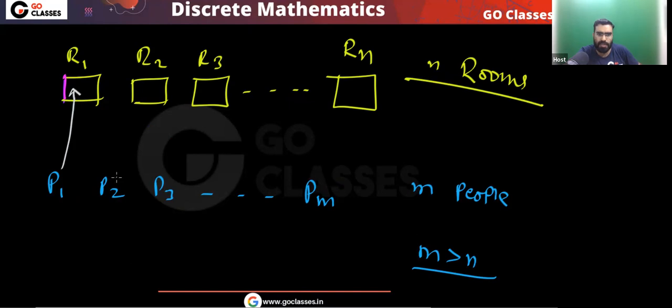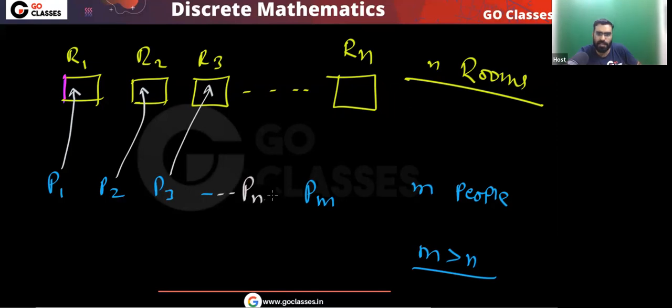So let's assume that P2 goes here. Now, can P3 go here? No, because we want to make sure that two people don't have to share a room. Okay, this is Corona time, maybe. We want to make sure that two people don't have to share a room. So this P3 will have to go here. And so on. Tell me where this Pn will go.